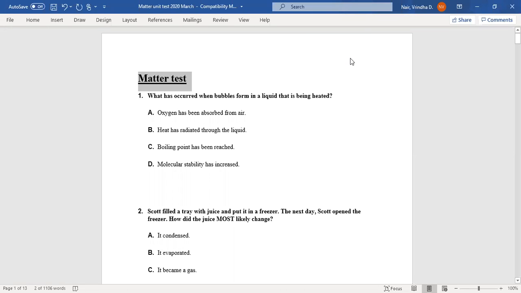Hello everyone. Hi student. Here is the matter test, and the matter test is the first unit test that you have. So the questions are formatted in this type.